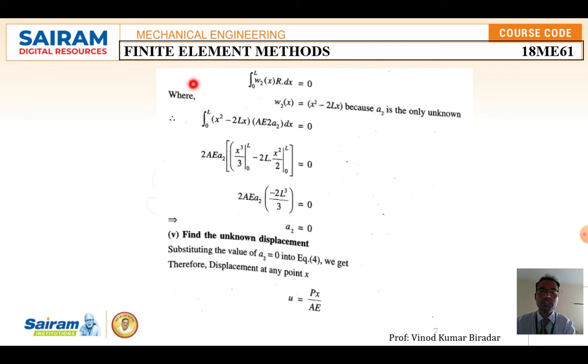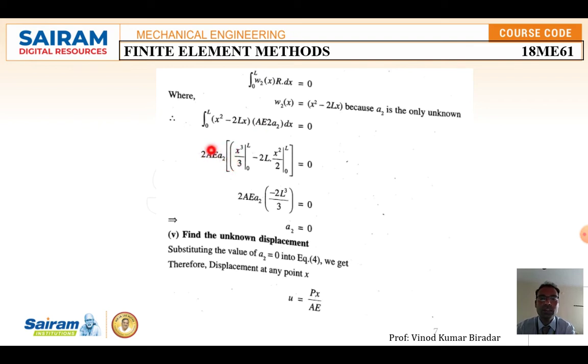Therefore, according to the Galerkin formula, you are going to get integration of 0 to l of (x square minus 2lx) into this, substituting the residual equation again, ae a2 into dx, which is equal to 0. Now you integrate this equation. What is the common constant here? 2ae a2 is the constant.